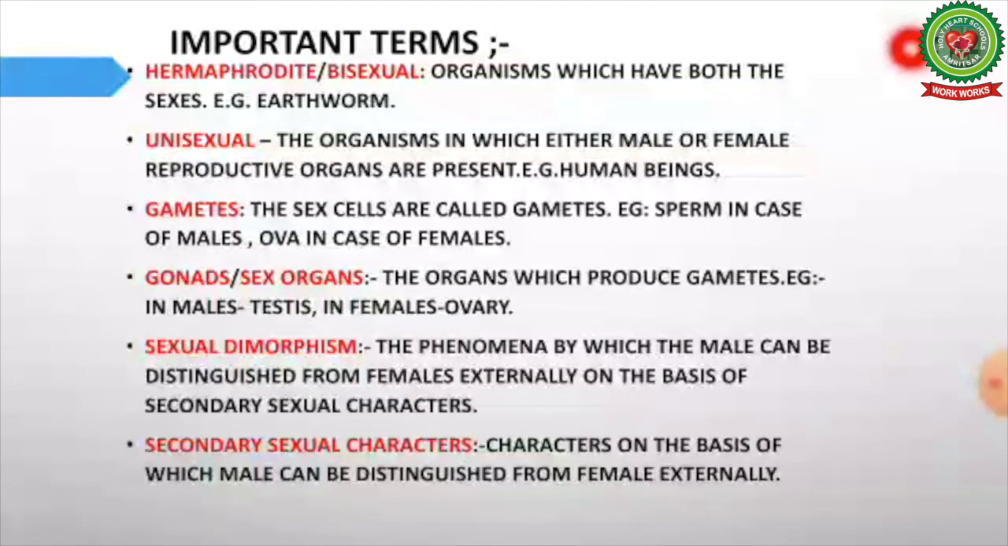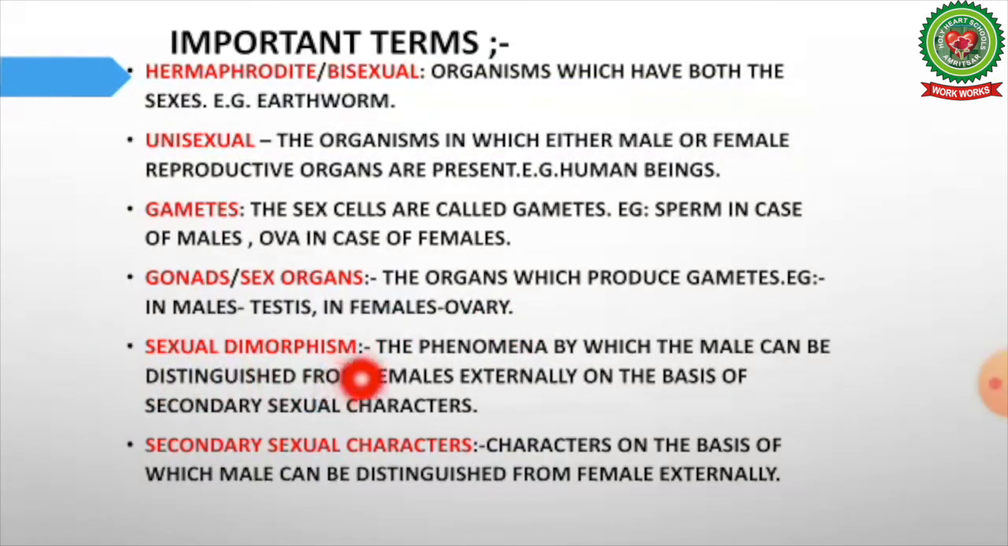Now moving on to some important terms related to this chapter. The first one is hermaphrodite or bisexual. Organisms which have both the sexes, example earthworm, are called bisexual or hermaphrodite. Unisexual: the organisms in which either male or female reproductive organs are present. Example, human beings. Gametes: sex cells are called gametes. Example, sperm in case of male, ova or eggs in case of females. Gonads or sex organs: the organs which produce gametes, example, in male, testes and in female, ovaries.